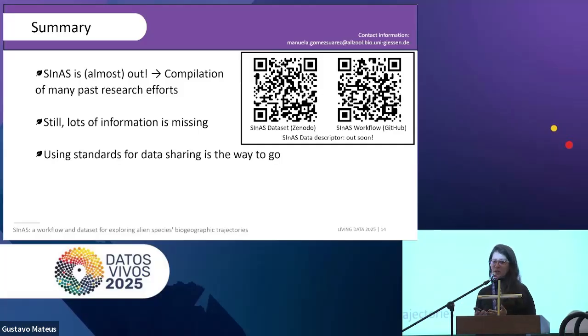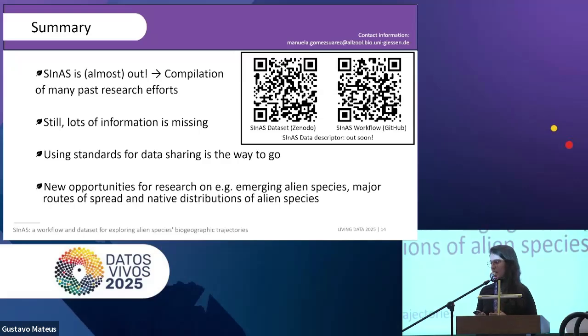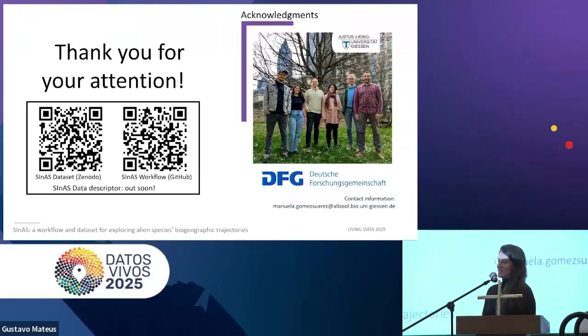I also wanted to encourage you to use standards to share your data. It makes the life of everyone way easier, and it also ensures that your data is being used for further research on global assessments. And then I would like to end up with this: CNAS opens a lot of opportunities for research on emerging alien species, also major routes of spread and the native distributions of alien species. And that's it. Thanks for your attention.